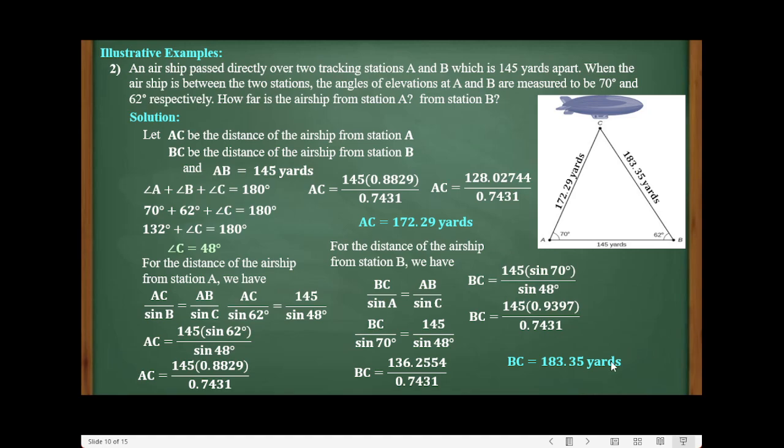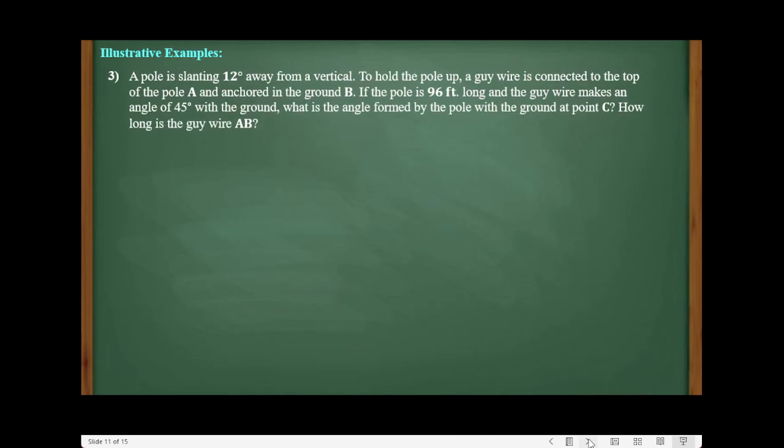Next, for our next problem, how about this one? A pole is slanting 12 degrees away from the vertical. To hold the pole up, a guy wire is connected to the top of the pole A and anchored in the ground B. If the pole is 96 feet, how long is the guy wire if it makes an angle of 45 degrees with the ground? What is the angle formed by the pole with the ground at point C? Now, how long is the guy wire? Okay, it is a bit long. Now, this is how we analyze the problem.